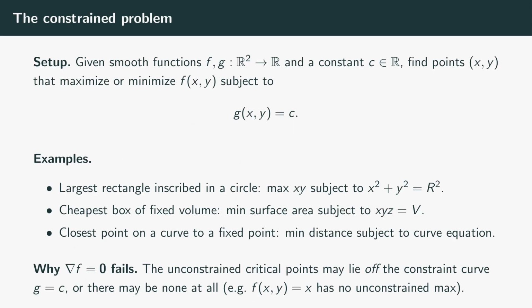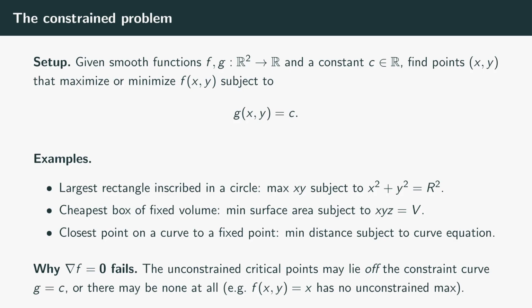First, the setup. We have a smooth objective function f(x, y) that we want to maximize or minimize, and a smooth constraint function g(x, y) that pins us to the level set g(x, y) = c for some constant c. So we're not free to roam the whole plane, we're stuck on the curve g = c, and we want the highest or lowest value of f along that curve.